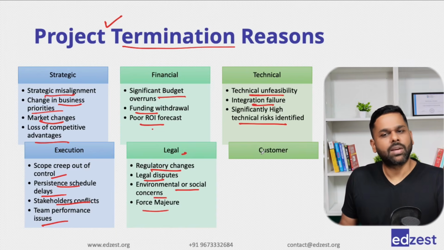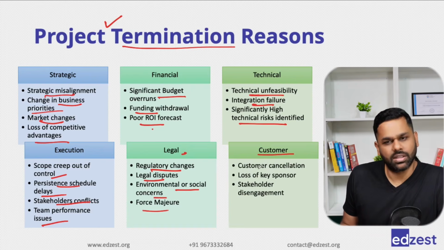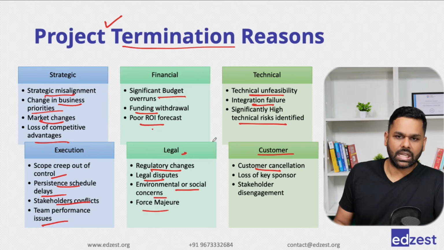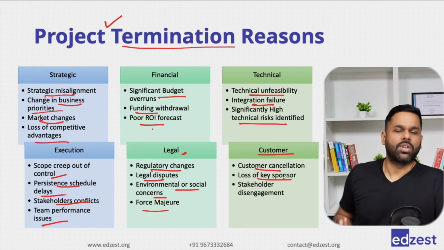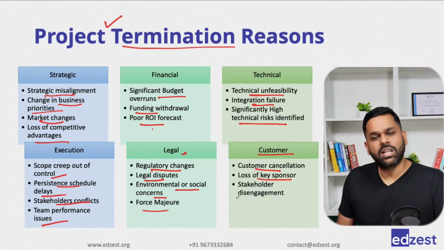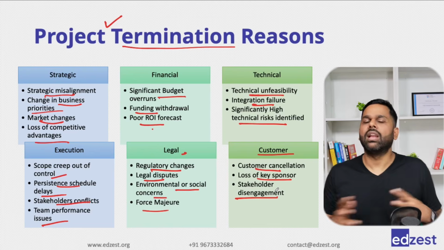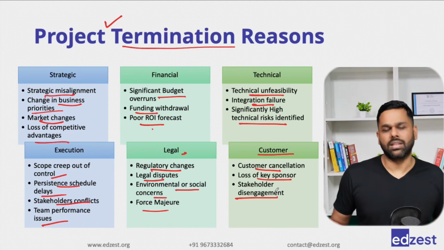And then customer related problems as well. Customer is asking us to no longer do the project. They have cancelled the project. We'll have to terminate it. Right? Key sponsor was there who is no longer a sponsor for the project. We'll have to cancel the project. Stakeholder disengagement. Stakeholders are not connected well with the project. They have no idea, and then they decided that they'll cancel the project.